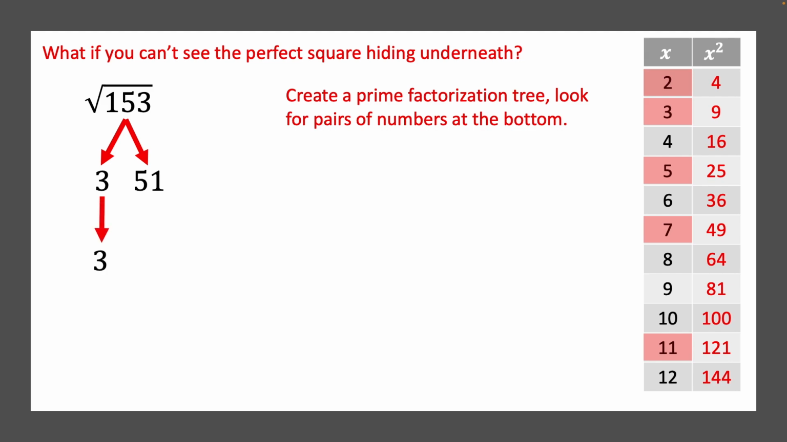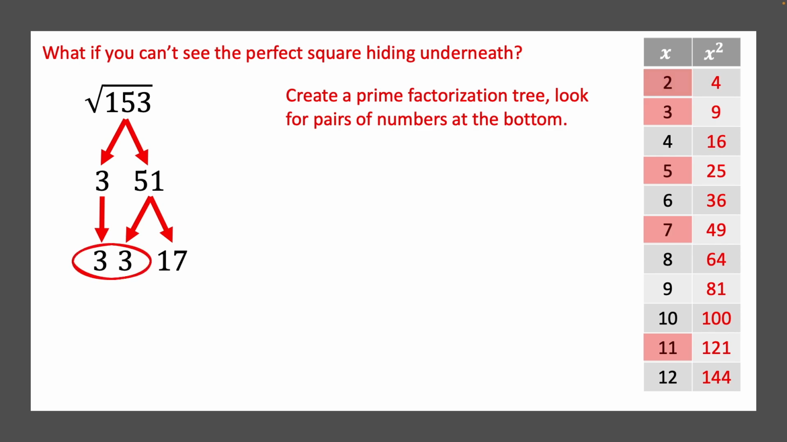3 is a prime number, so I'm going to keep that. 51 breaks into factors of 3 and 17. So on the bottom, I have 3, 3, 17. If I multiply all those together, I get 153, but it's all prime numbers on the bottom. So I want to look for pairs of numbers.